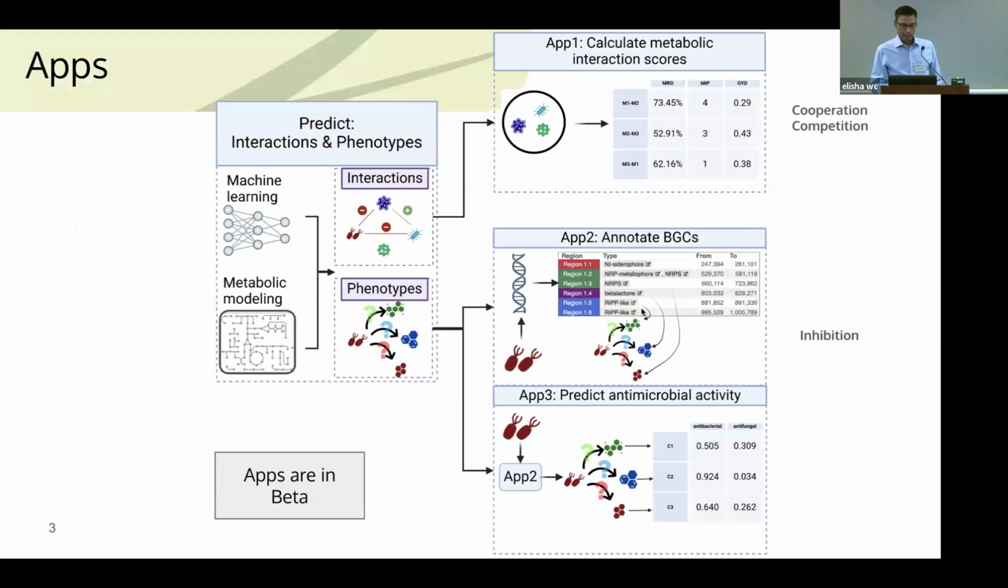So the apps that have been developed as part of this project, we have 3 apps. The first one is Calculate Metabolic Interaction Scores, which gives you scores that are a measure of cooperation and competition between the microbes. And then 2 apps, we have one where we wrap antiSMASH, and the second one which predicts antimicrobial activity, which gives you the inhibition potential in the pairwise interaction.